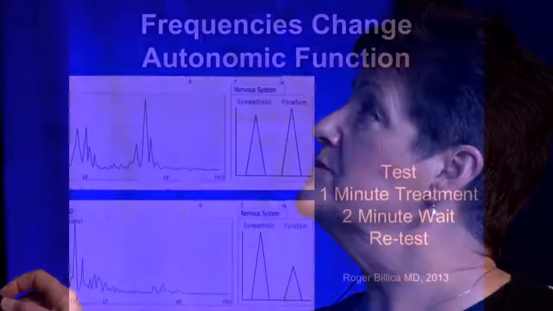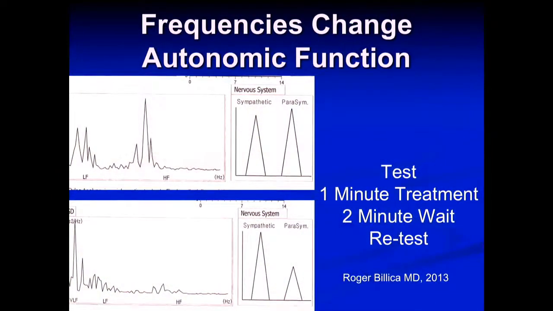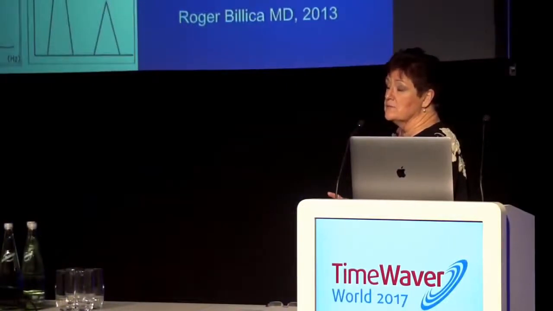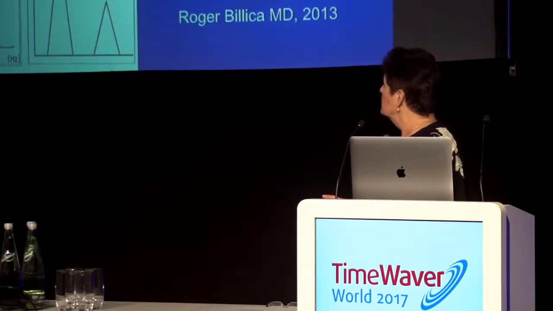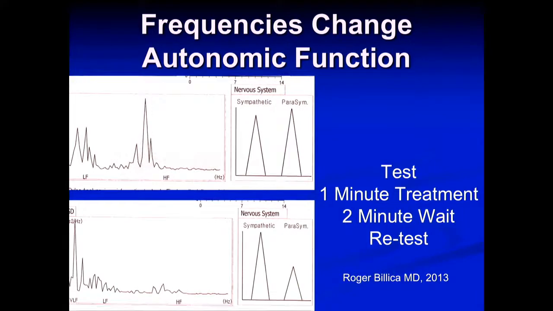He did a test after lunch. Here's the sympathetic nervous system. There's the parasympathetic. After lunch, you would expect the parasympathetic to be more active, and it was. He did a 1-minute treatment to increase the activity of the sympathetic nervous system. 1 minute. Then he had a 2-minute wait, so he wasn't testing the effect of the frequency while it was running. And then he did a retest, and the sympathetics came up, and naturally that drove the parasympathetics down.